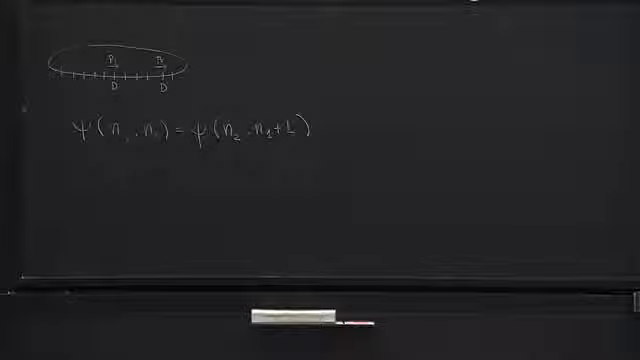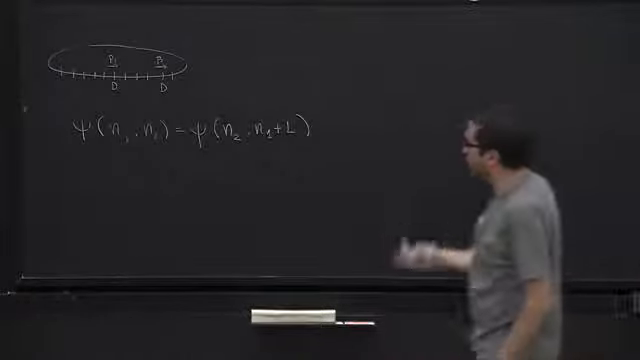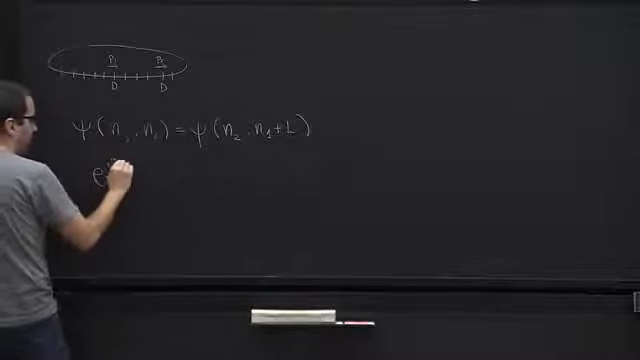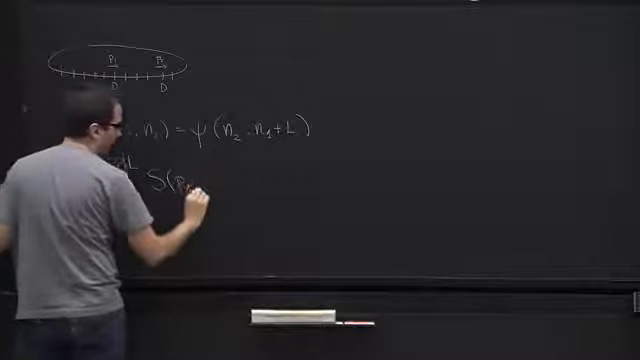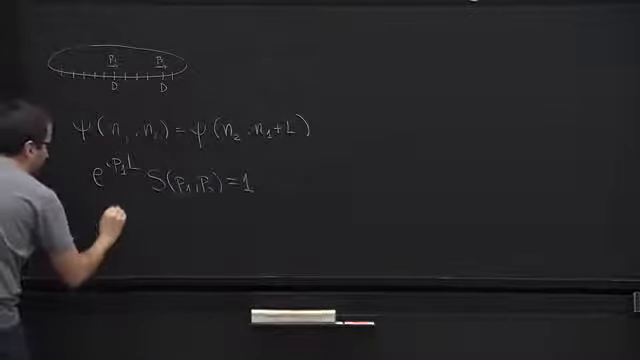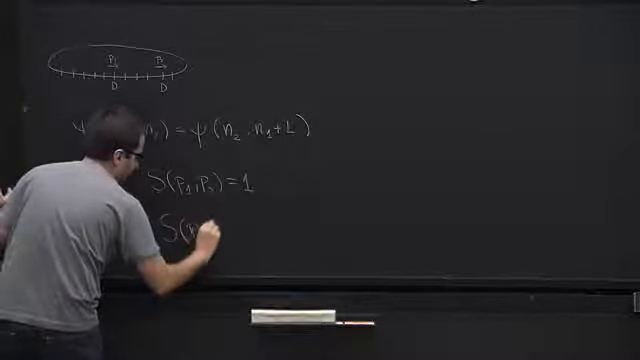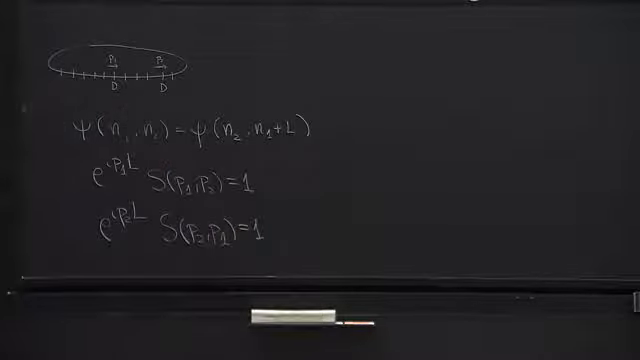Okay? Now if you write this equation and plug in the plane waves, you have two exponentials. You compare both exponentials and this gives you two equations. The equations look as follows. You get e to the i P1 times the length L times S(P1, P2) equal to 1, and you get a similar equation for P2: e to the i P2 L times S(P2, P1) equal to 1. This is what you get from this equation.